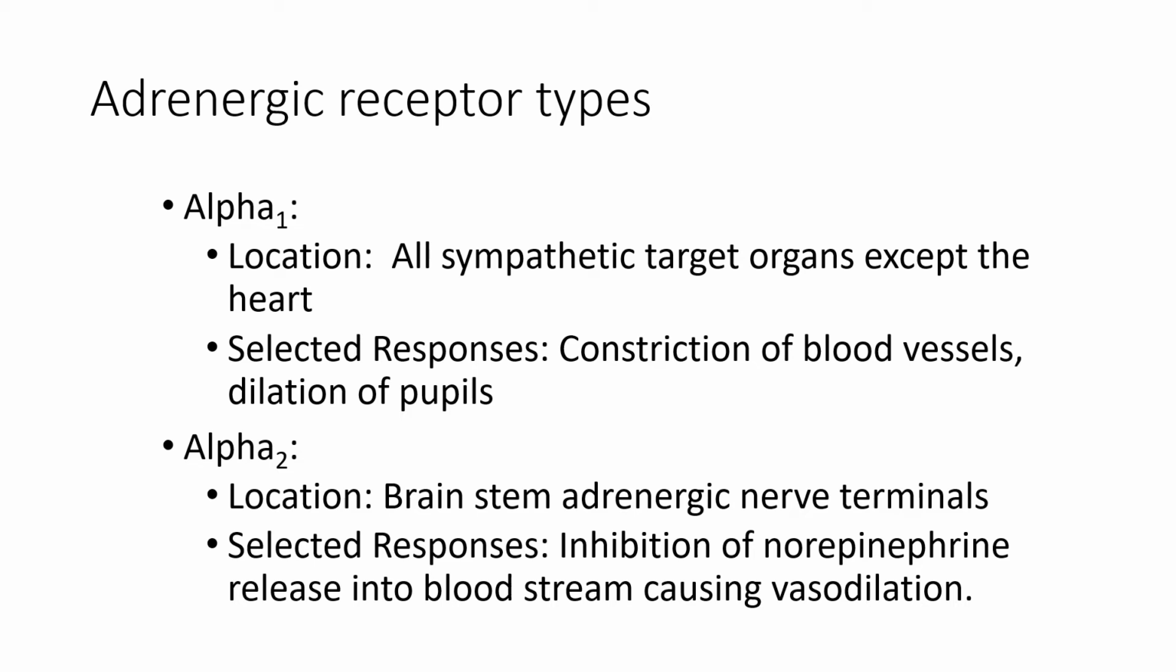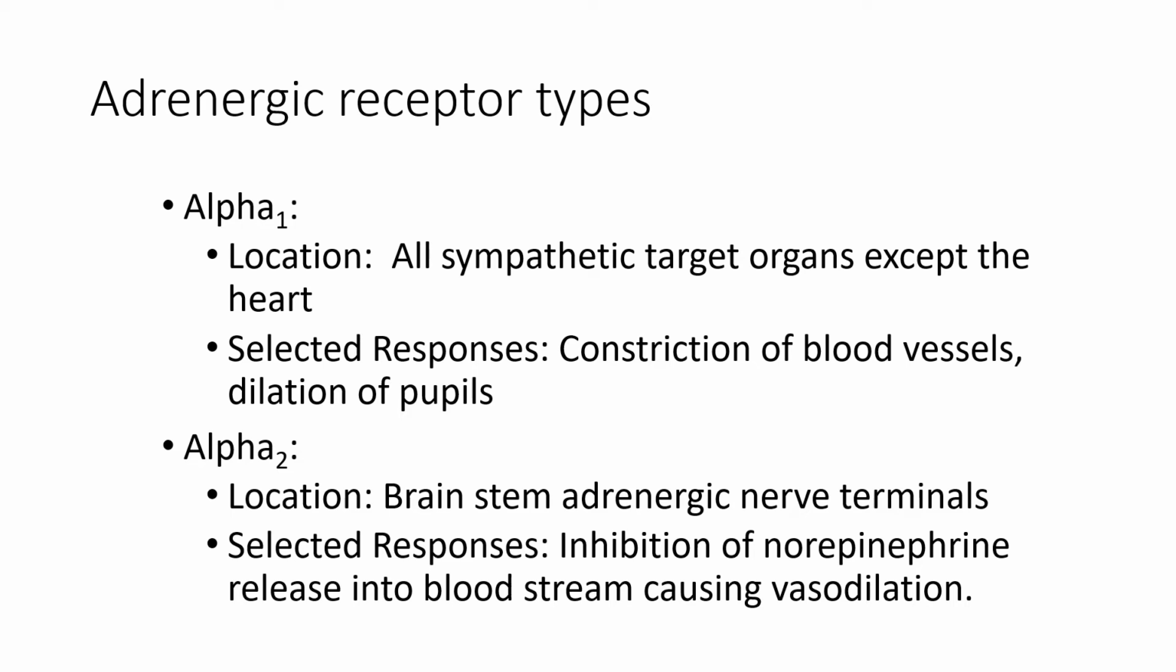So basically, there's receptors called alpha-2 receptors. These are the weird ones. You'll just have to understand this one a bit differently. So these alpha-2 receptors live in the brainstem, and when they're stimulated by a certain drug, what are they going to do? They're going to inhibit the release of norepinephrine into the bloodstream, and they're going to cause vasodilation.